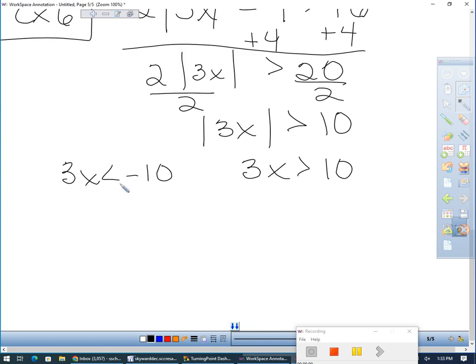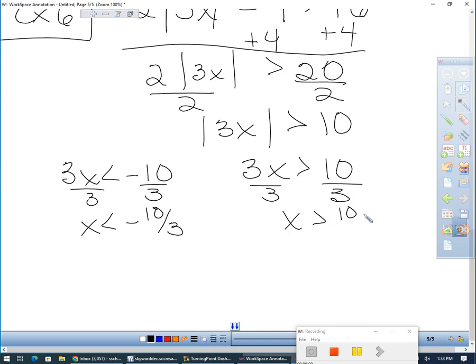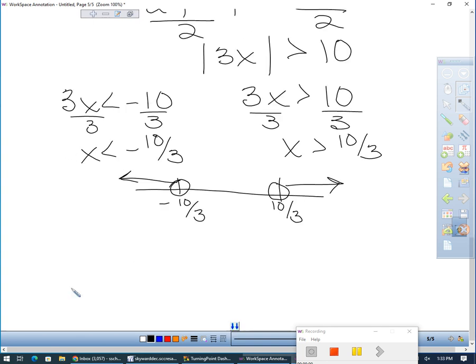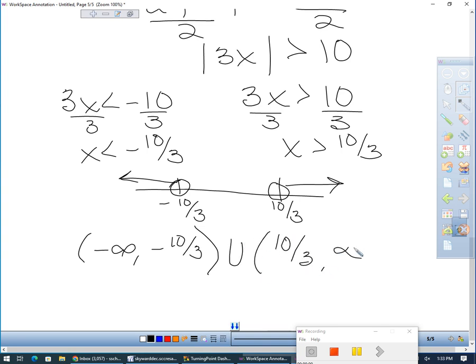Correct. All right, so here I'm going to divide by 3 on both sides. I get x is less than -10/3. Over here, I divide by 3 on both sides. We get x is greater than 10/3. On my number line, at -10/3 I have an open dot, and it goes to the left. At +10/3 I have an open dot, and it goes to the right. Interval notation: -infinity to -10/3, parenthesis, a union, parenthesis, 10/3 to infinity.